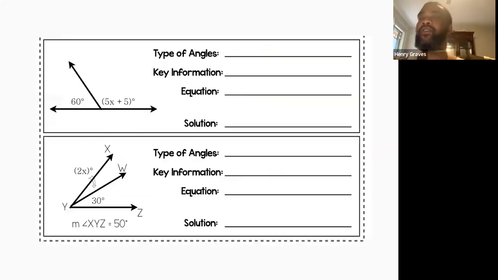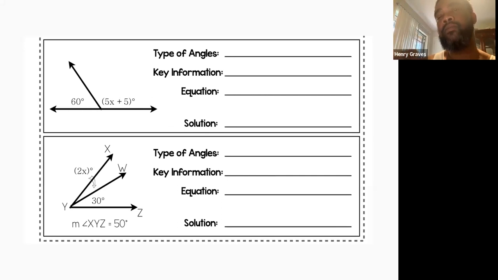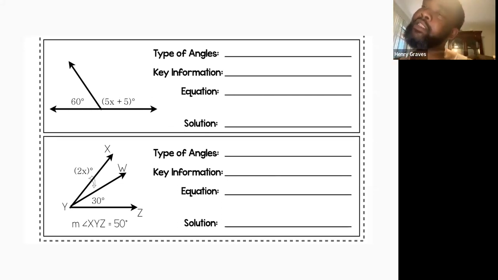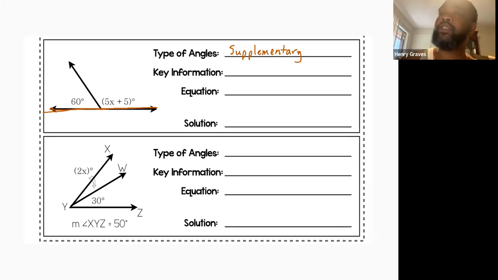we take things a step further. Same thing again. This is on a straight line. So because it's a straight line, that makes this supplementary. And for supplementary, we know it's going to be 180 degrees. Supplementary. So the key information is that obviously we have the 60 degrees they gave us.